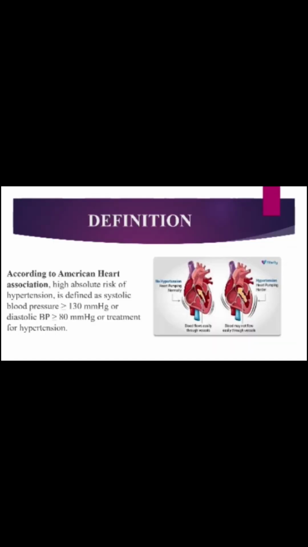Then, definition. We all know that hypertension is defined as a persistent systolic blood pressure of 140 mm of Hg or more and diastolic blood pressure of 90 mm of Hg or more, or current use of hypertensive medications. Here is another definition according to the American Heart Association. High absolute risk of hypertension is defined as systolic blood pressure greater than or equal to 130 mm of Hg or diastolic blood pressure greater than or equal to 80 mm of Hg, or treatment for hypertension.